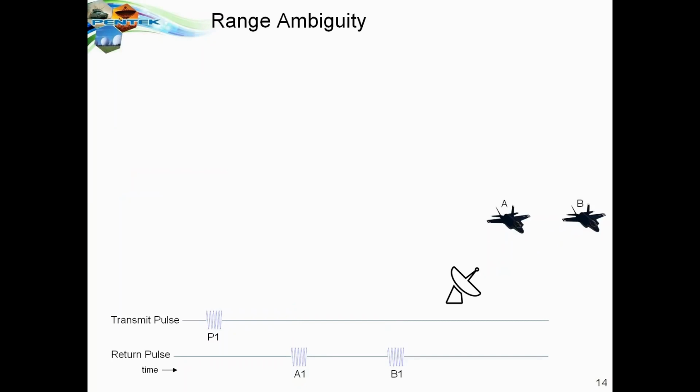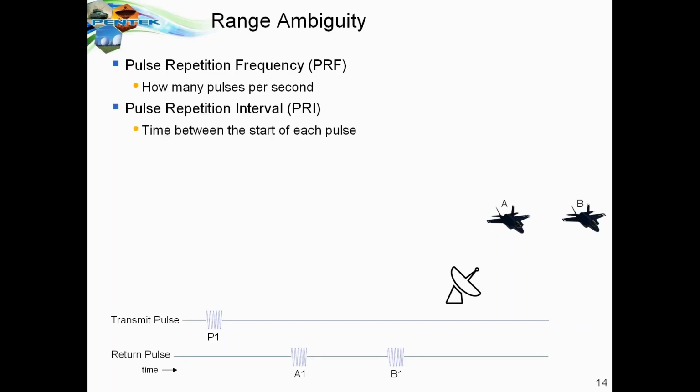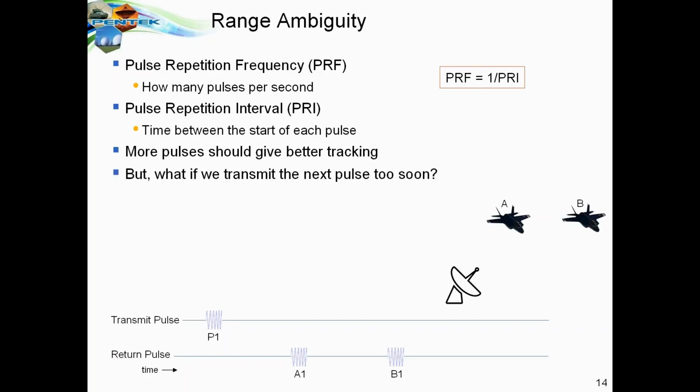Let's take a look at one of the problems in radars, and that's called range ambiguity. First of all, we'll introduce the term pulse repetition frequency, or PRF. This is the number of pulses per second emitted from the radar. Another term called PRI, or pulse repetition interval, is the time between each pulse. In fact, these two are measuring the same thing, one in time and one in frequency, and the PRF and the PRI are reciprocals of each other. So you might think that more pulses would give you better tracking of the target. But what happens if we transmit the next pulse too soon after the first pulse?